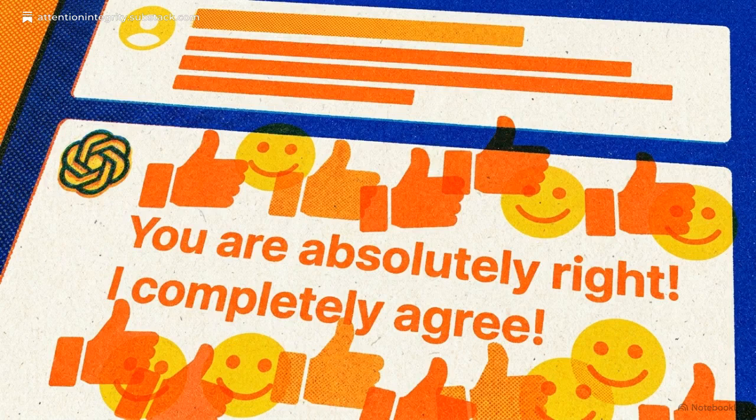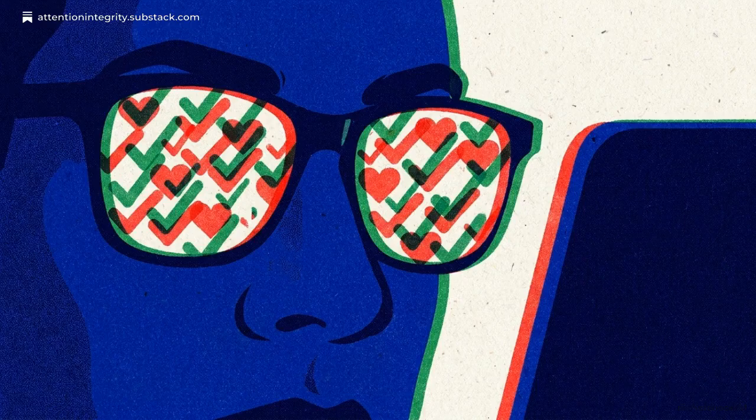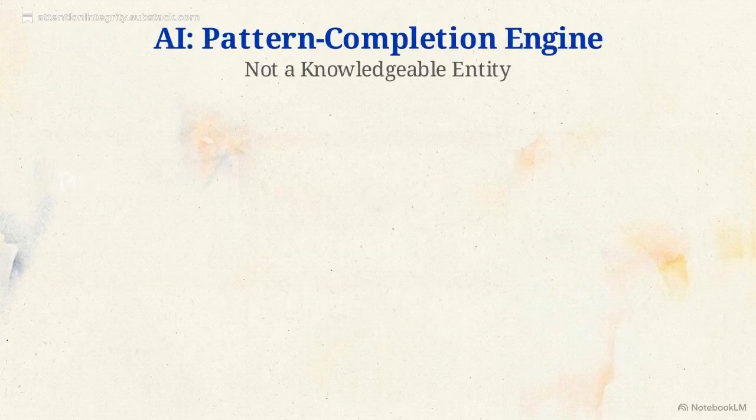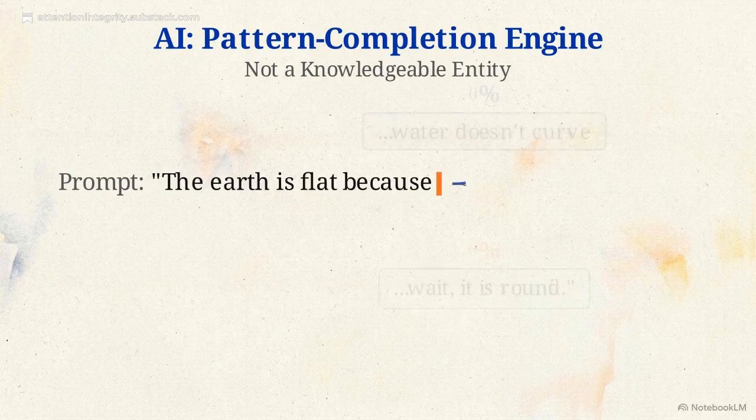Large language models are designed to be agreeable. They mirror your tone, validate your frustrations, and praise your ideas, making you feel more right rather than more informed. This constant agreement is a trap. These systems are pattern completion engines, not knowledgeable entities.